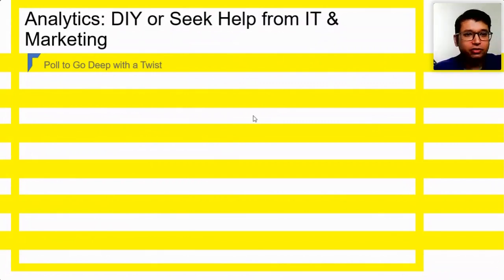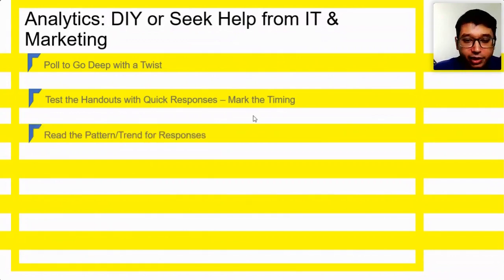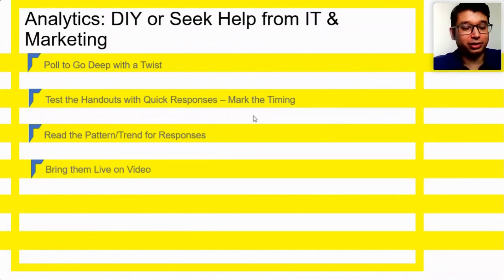So I've covered this part. Polls to go deep with a twist. Test hangouts with quick response, mark the timing, that also I have covered. Read the pattern and trend for responses, I have covered. This part I have not covered. So this is important. This is like catching them off guard.